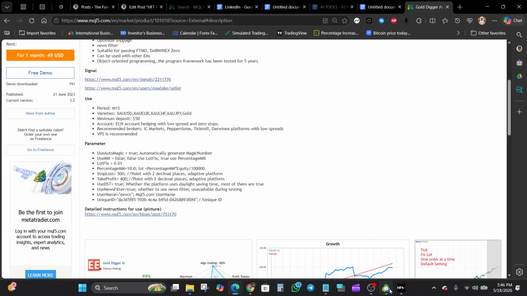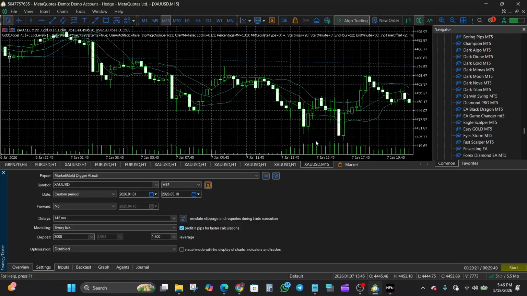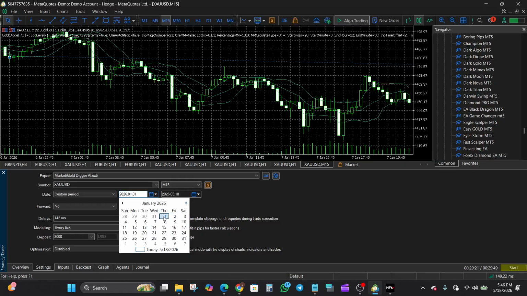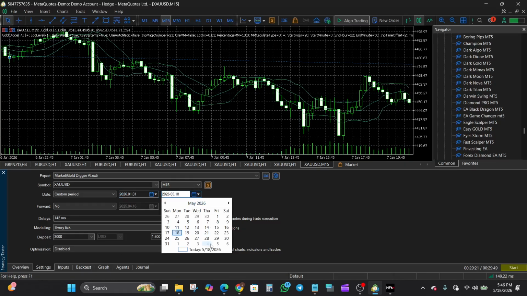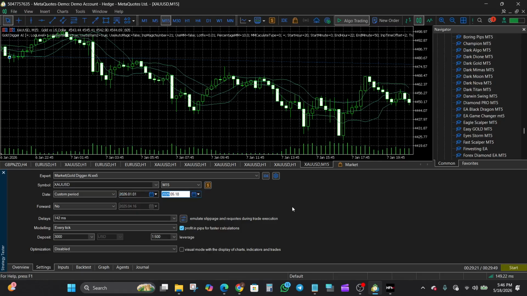Okay. So let's just head over to the strategy tester right now. I have already run the test. This is the Gold Digger AI, the recommended symbol XAU USD, recommended time frame M15. So we ran this test from the beginning of the year, 1st January 2026 till date, so that we can get a reasonable data for the back testing.